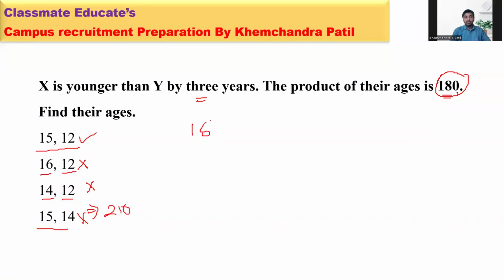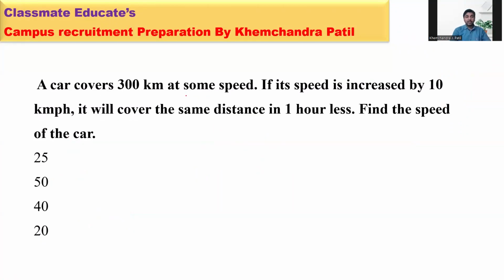So 15 must be the age of y, and 12 must be the age of x. So x is 3 years younger, छोटा है y से। Now next question. A car covers 300 kilometer at some speed.